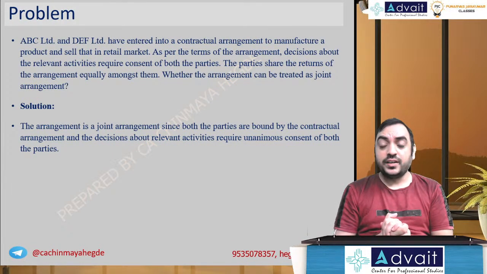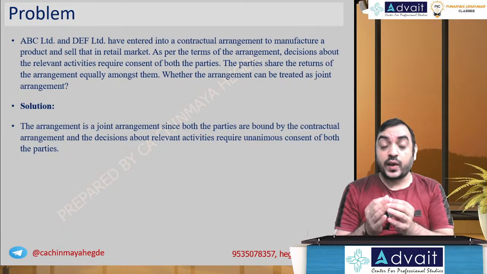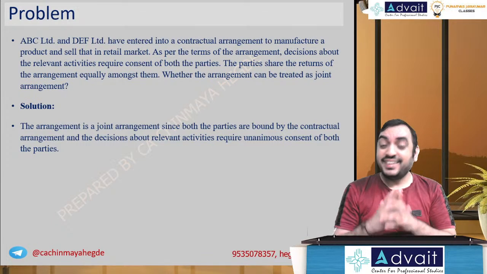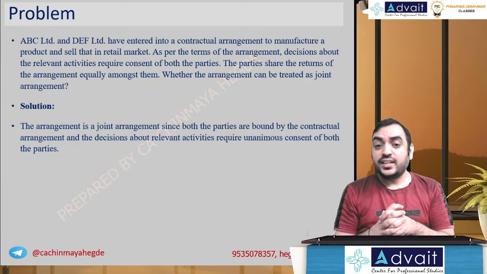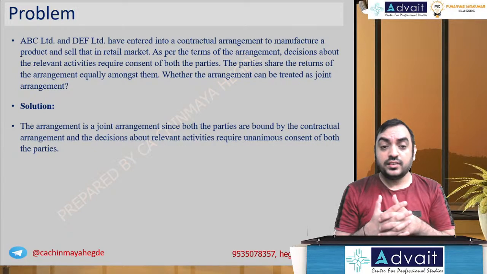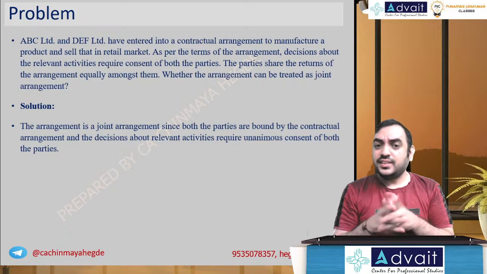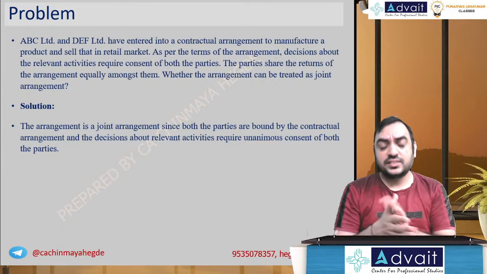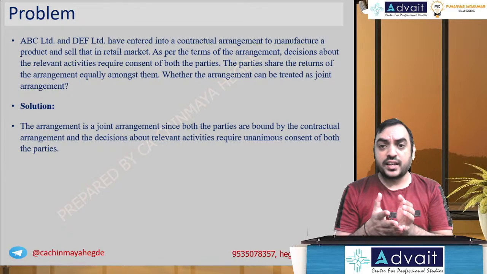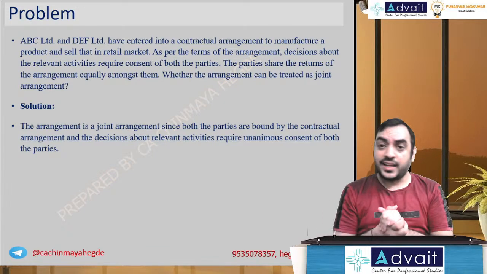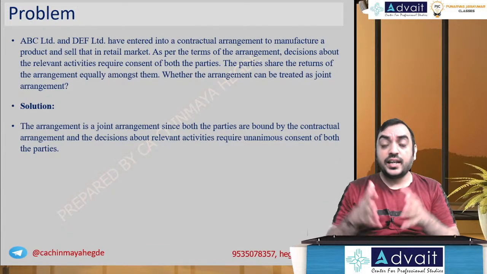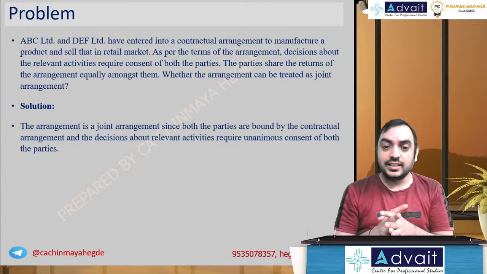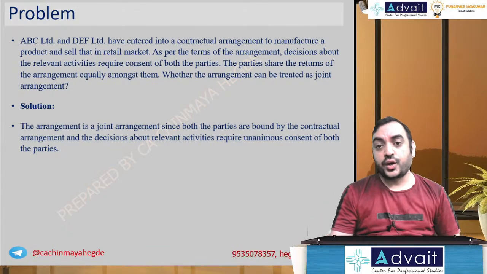As per the terms of the arrangement, decision about the relevant activities requires consent of both the parties. The parties share the returns of the arrangement equally amongst them. Whether the arrangement can be treated as joint arrangement. This is a typical case of joint operation because you see both the parties' consent is required. So one party can stop another party from taking the decisions. In other words, unless both of them agree unanimously, a decision cannot be taken. So this is a clear case of joint operation.